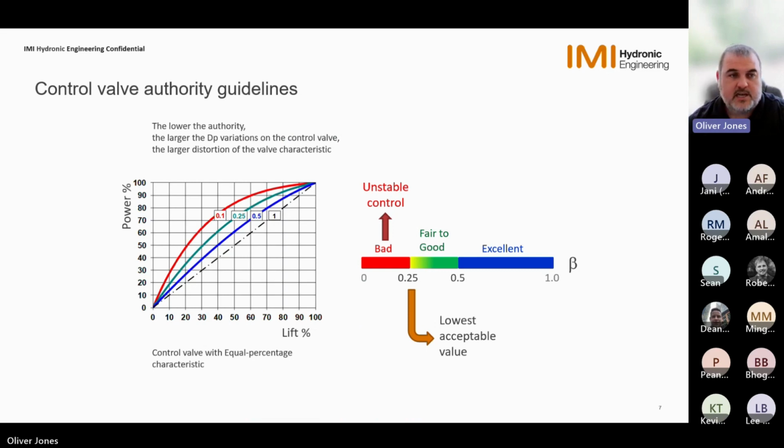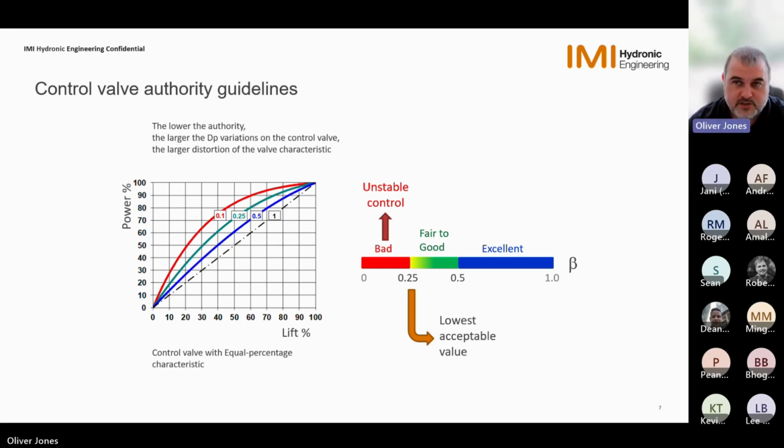Touching on authority, the lower the authority, the larger the DP variations on the control valve, the larger the distortion of the characteristic of that valve. So the bigger the distortion of the controllability of that valve in effect. So here we can see we have our lift versus power and our linearity between the two, which is our perfect system linearity that we want to achieve, which would be a level authority of 1.